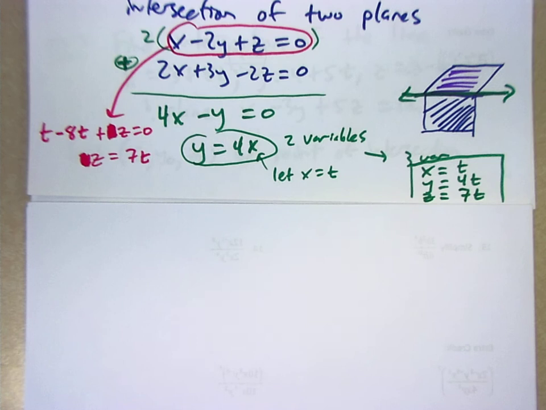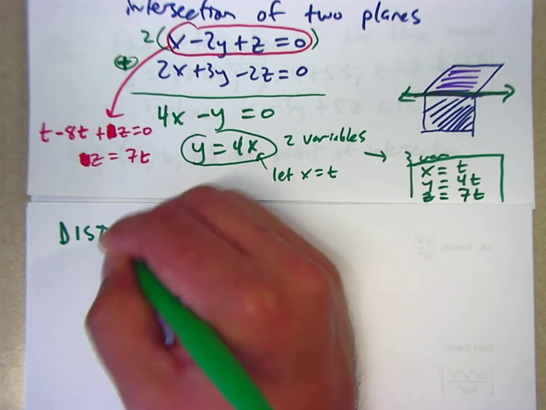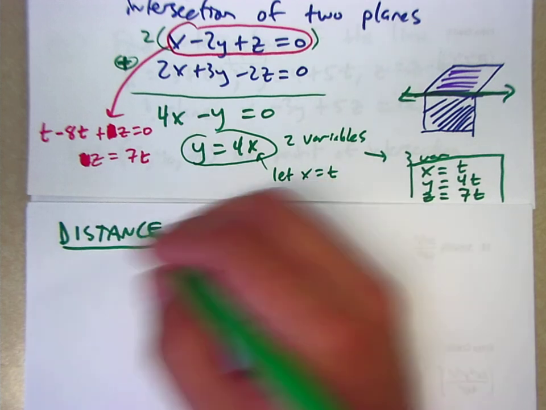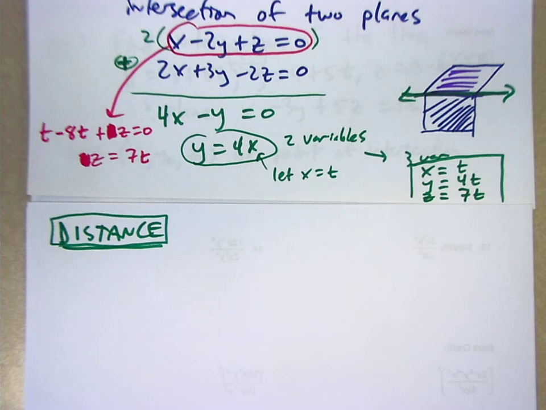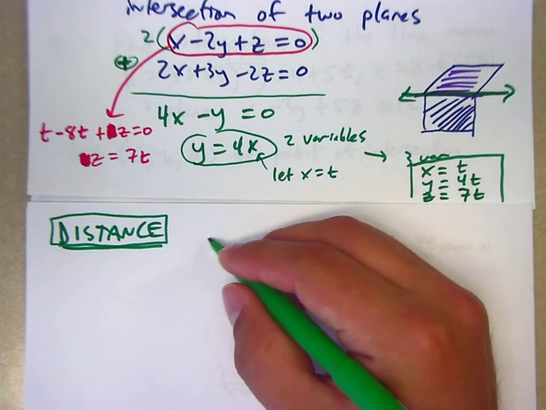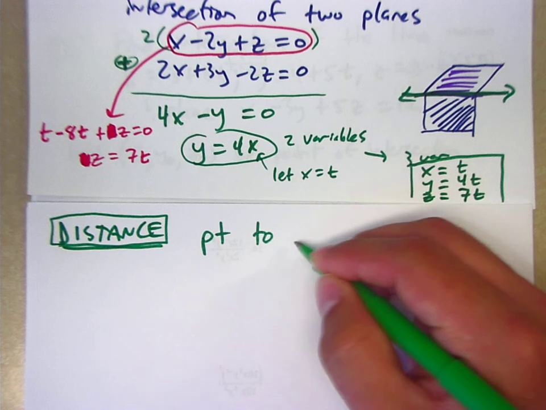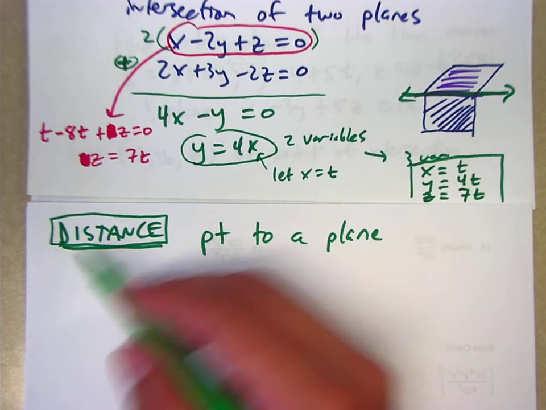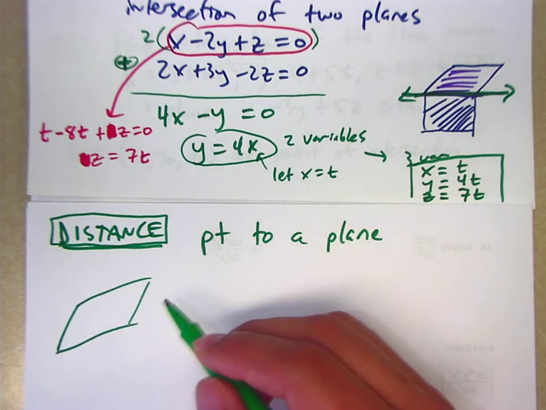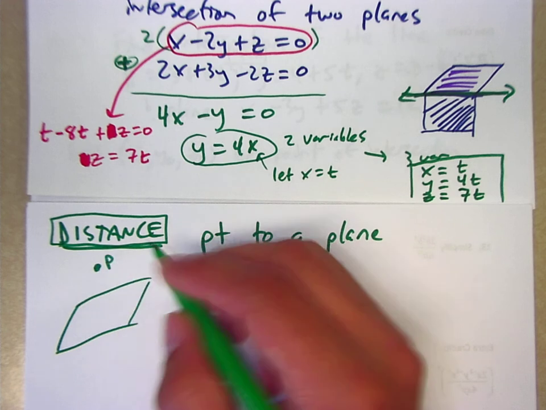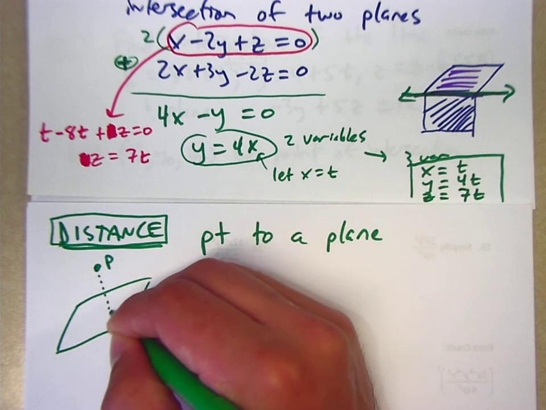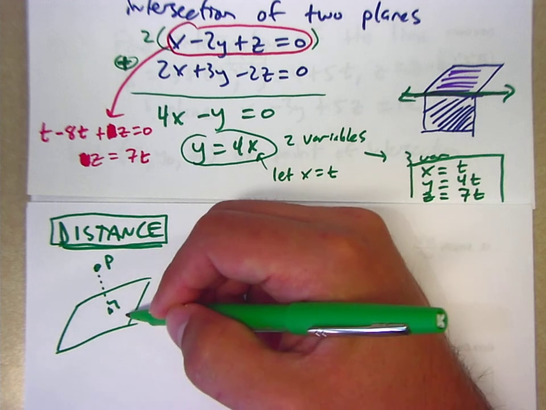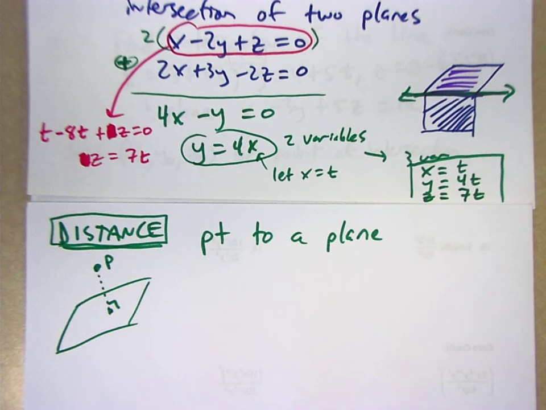All right, so the last topic in the plane equation section is distance, okay? Distance. And it all kind of generalizes back to point to a plane. So we're going to start with that. So imagine we have a point, let's call it P, and we're trying to find this distance, right? The shortest distance, not just a random segment from P. It's got to be normal to the plane, okay?